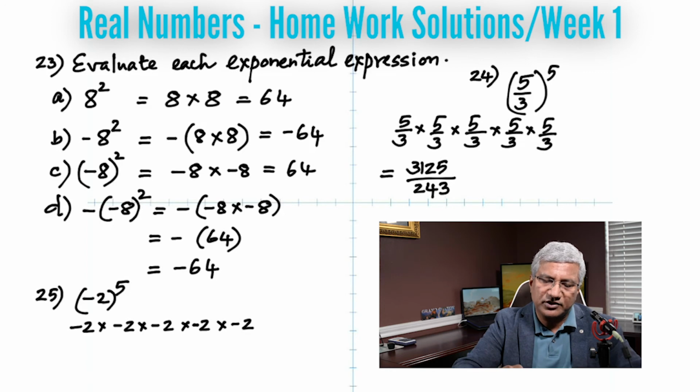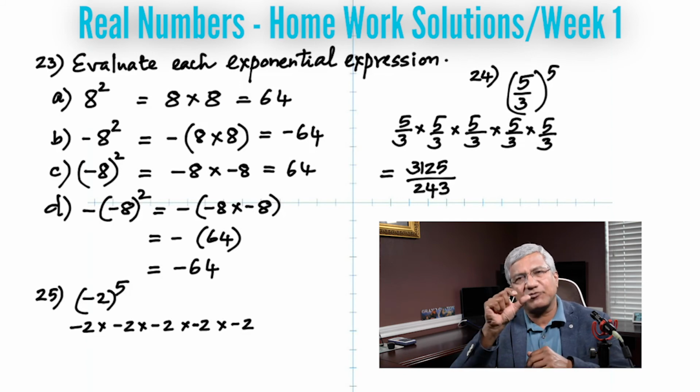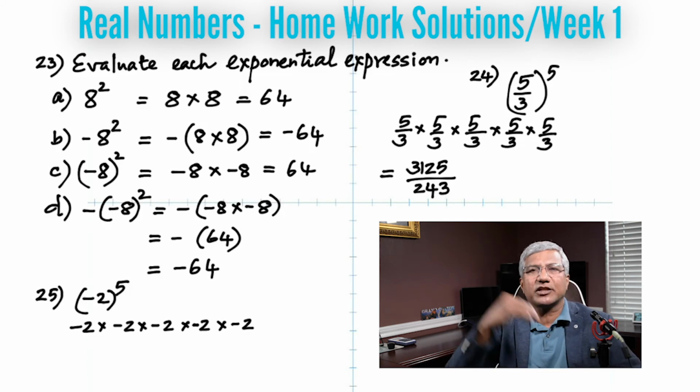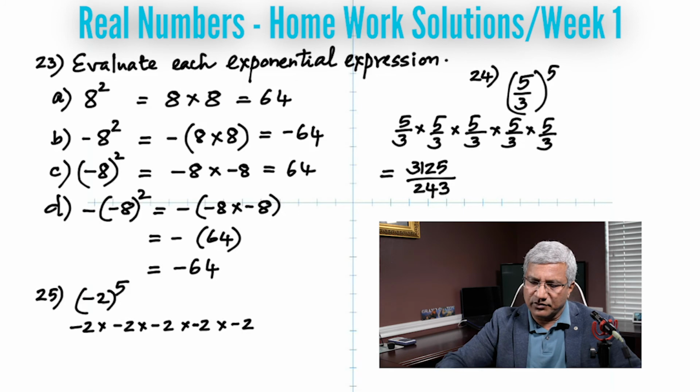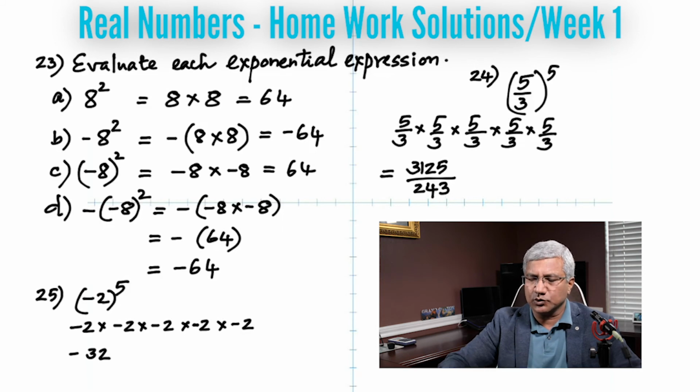So remember, if a negative number is raised to an odd number, the final answer is going to be negative. But if the negative number is raised to an even number, like 6, 8, then the final answer is going to be positive. So in this case, it's an odd number, so you're going to end up with a negative, and that will be negative 32.